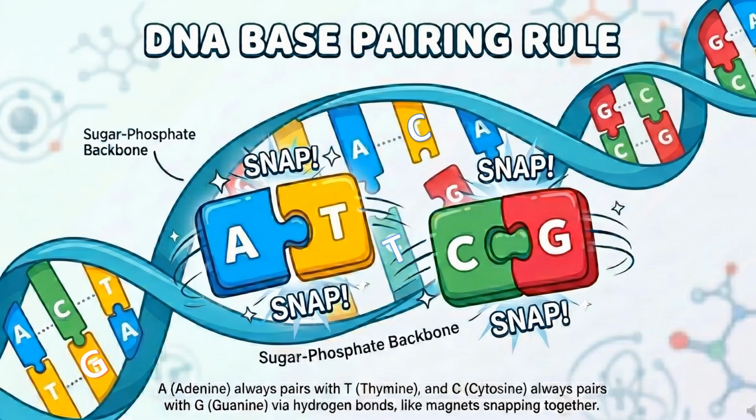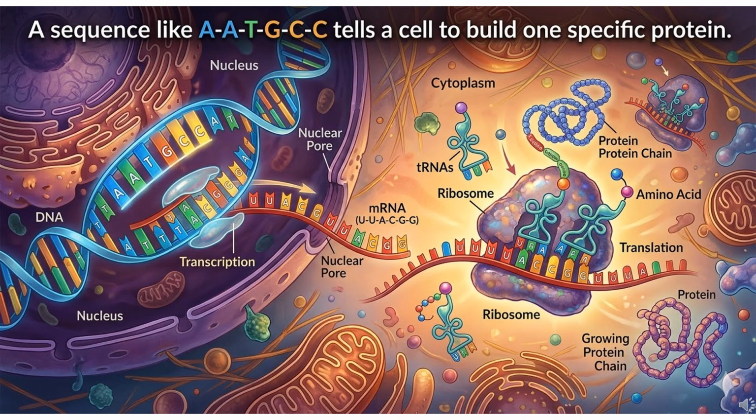These letters follow a strict rule called complementary base pairing. A always bonds with T, and C always bonds with G. Because of this rule, if you know the sequence of one side of the ladder, you can perfectly predict the other side. Now, why does the order of these letters matter? Because the order determines everything. A sequence like AATGCC tells a cell to build one specific protein, while changing just a single letter to AATGGC could completely alter that protein's function, or stop it from working altogether.